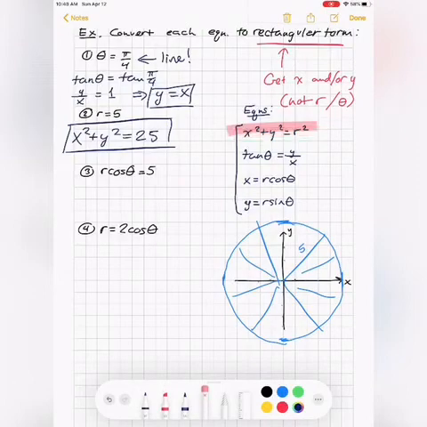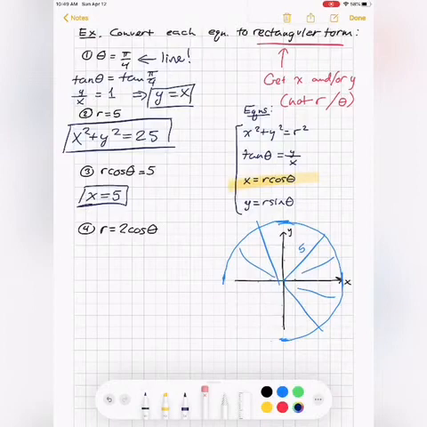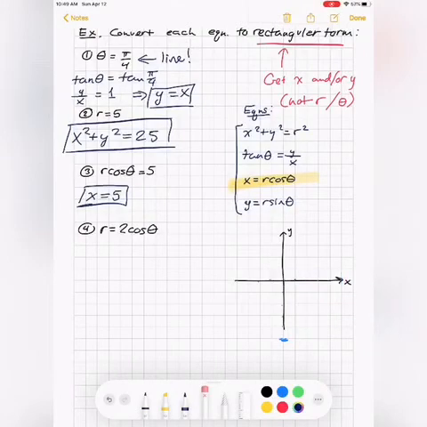Okay, what about number 3? So again, I'm kind of looking at the equations and I'm thinking, well, what does this look like? Well, I see r cosine theta right here. Oh, isn't r cosine theta x? Isn't that just x equals 5? I mean, x equals 5. Isn't that just a vertical line? Okay, there's the line x equals 5.